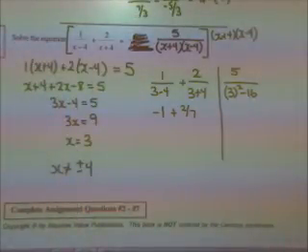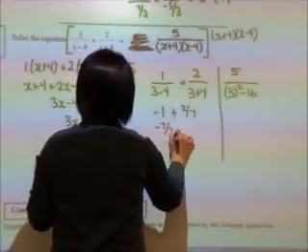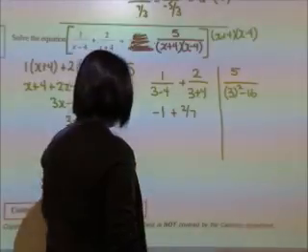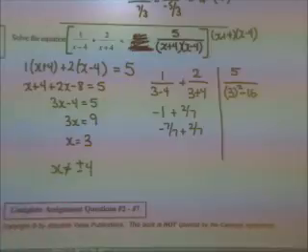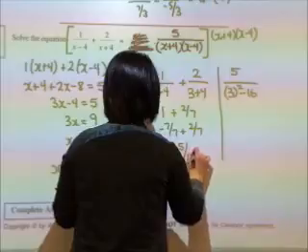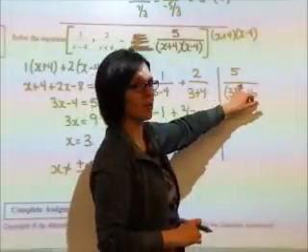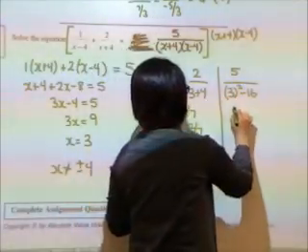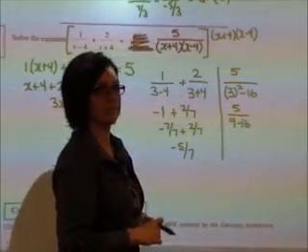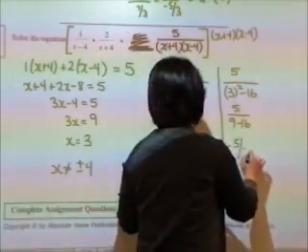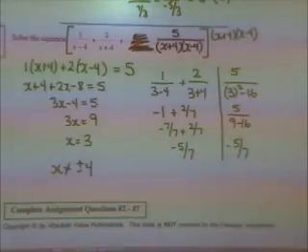How many sevenths in 1? 7. So negative 7 over 7 plus 2 over 7. How many sevenths? Negative 5. 3 squared? 9. What's 9 minus 16? Negative 7. Do the two sides match up? Yes, they do.